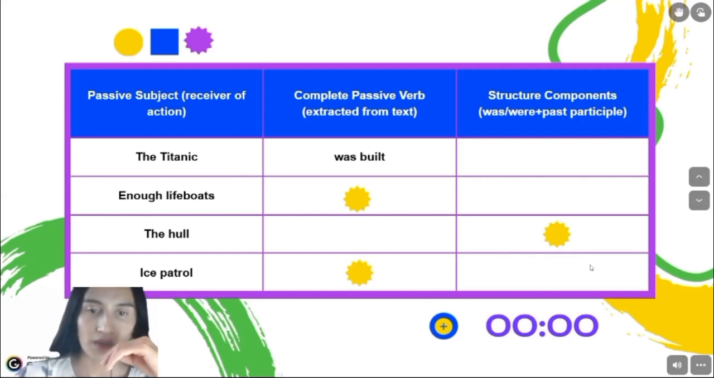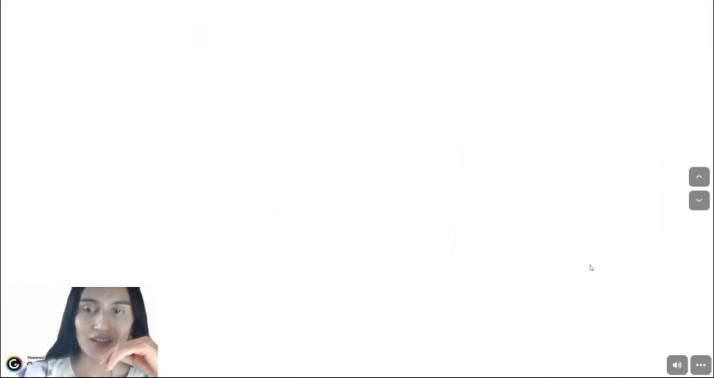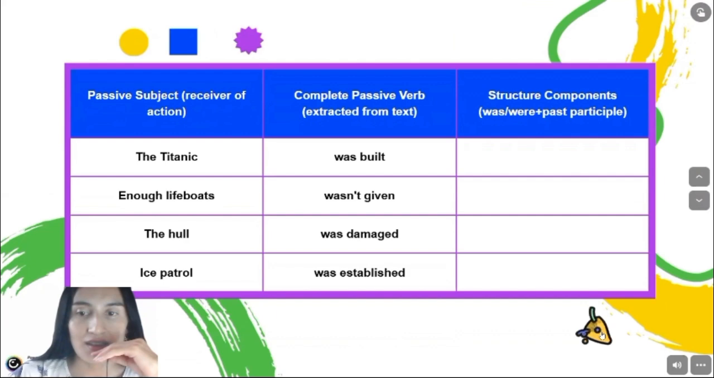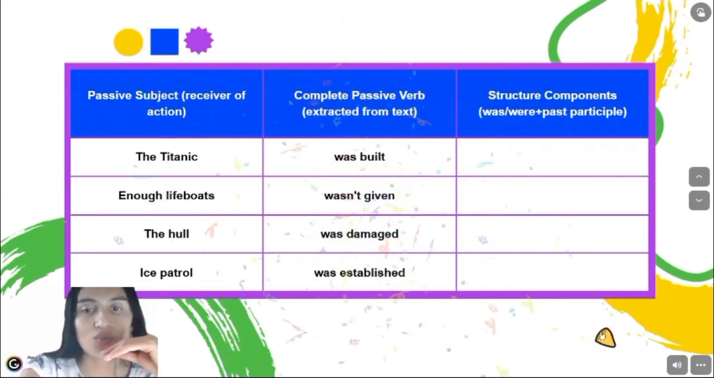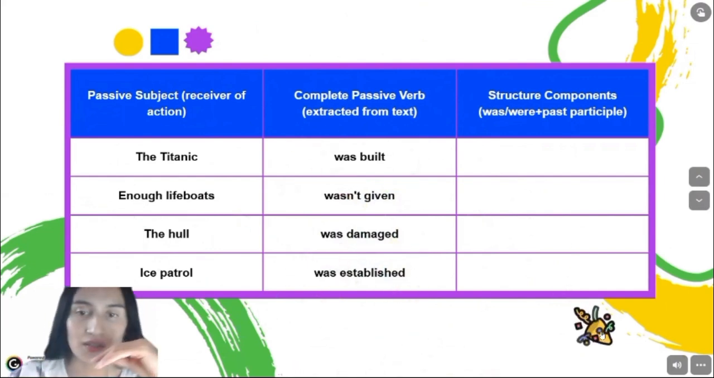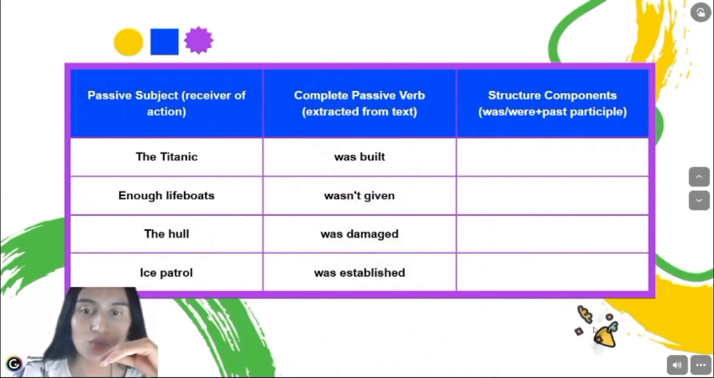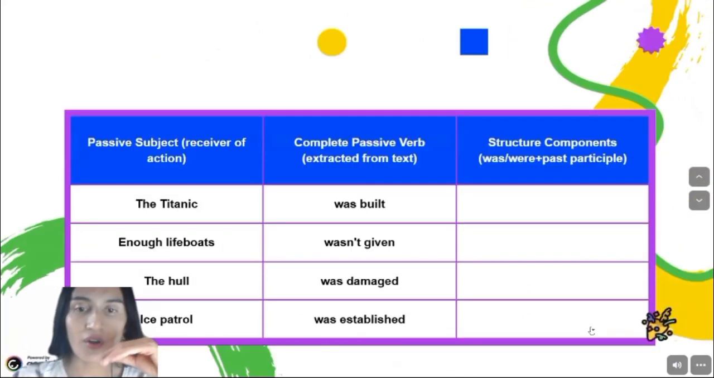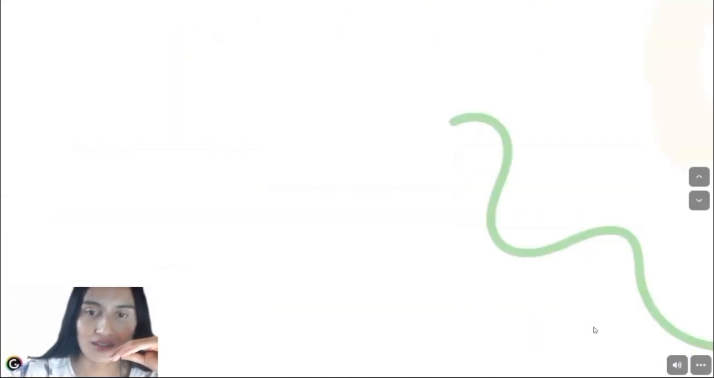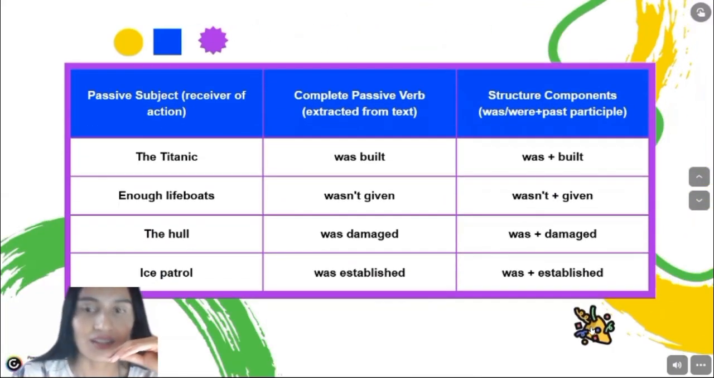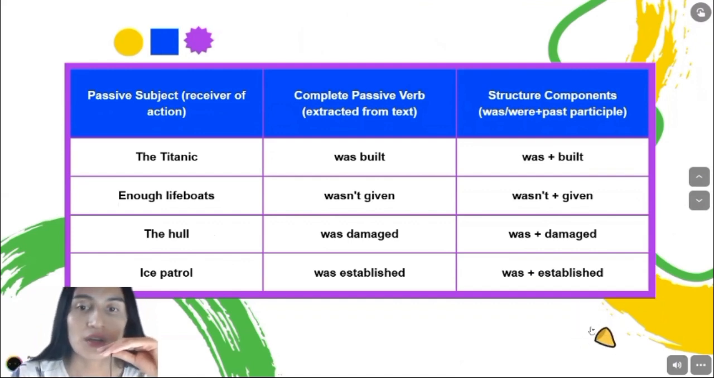Time over, guys. So let's see the answers. Great, guys. You did a great job. Now look at the pattern. What do all these verb phrases have in common? Yes, Natalie. You're right. That's the passive voice in past simple. So you have to put the verb to be in the past plus the past participle.